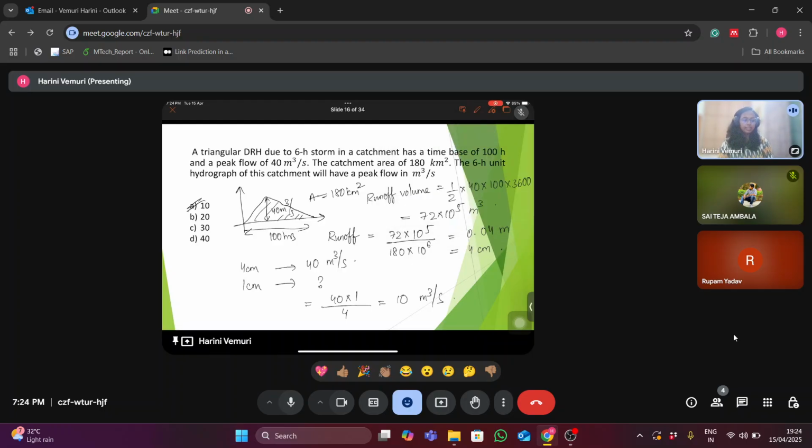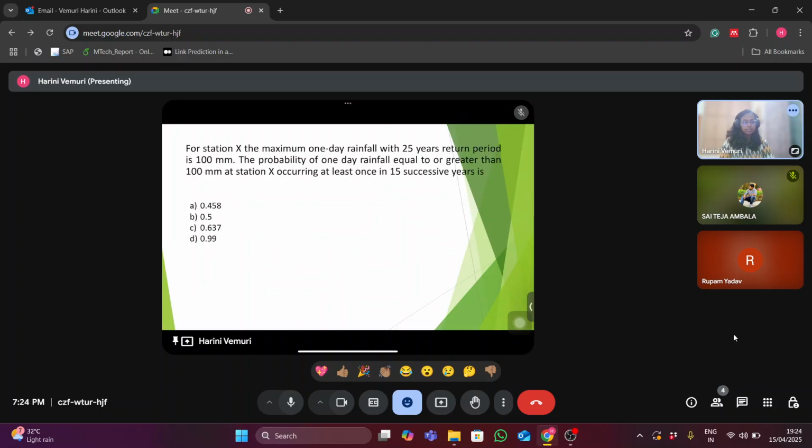So option A, 10 meter cube per second. The next question is for station X, the maximum 1 day rainfall for a 25 year return period is 100 mm. The probability of 1 day rainfall equal to or greater than 100 mm at station X occurring at least once in 15 successive years is.